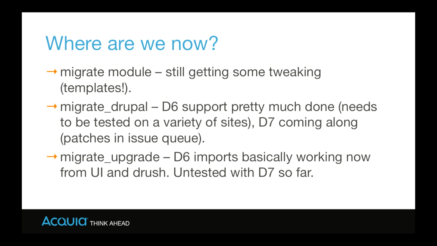And as I said, migrate upgrade, the D6 imports are basically working. It has not been tested with the Drupal 7 path. There's not a monolithic Drupal 7 patch. It's patches for the individual migrations that are part of the Drupal 7, so that makes it a little difficult to pull together a version of Drupal that you could import a Drupal 7 site with.